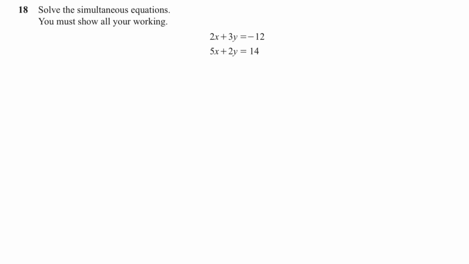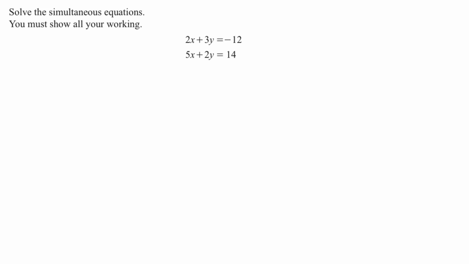Question number 18 is a simultaneous equation question. We have been given two equations, and the first thing to check is the coefficient of x and of y. In equations 1 and 2, are they the same? In equation 1, the coefficient of x is 2. In equation 2, the coefficient of x is 5. They are not the same. And even the y is not the same.